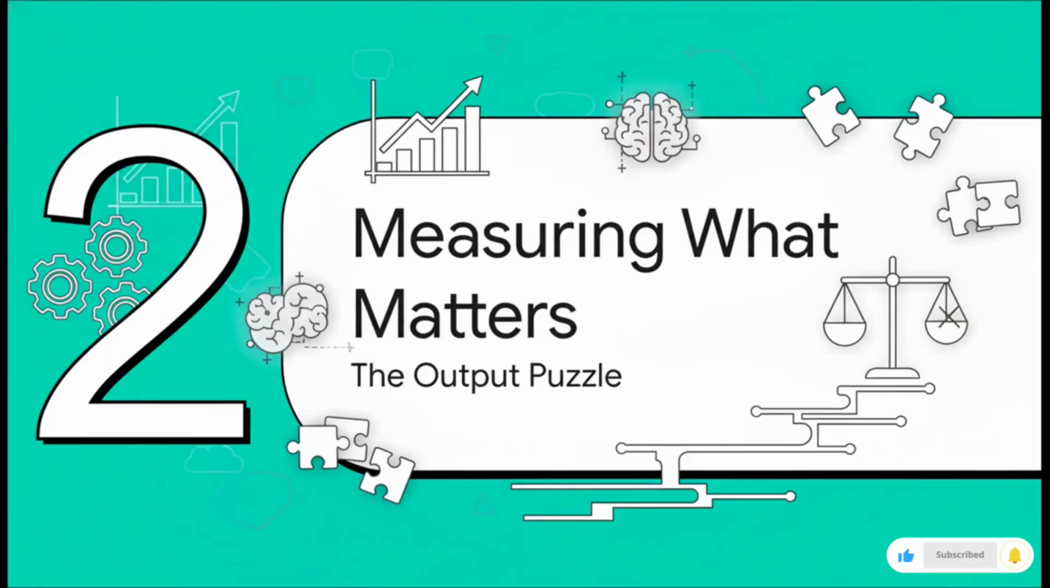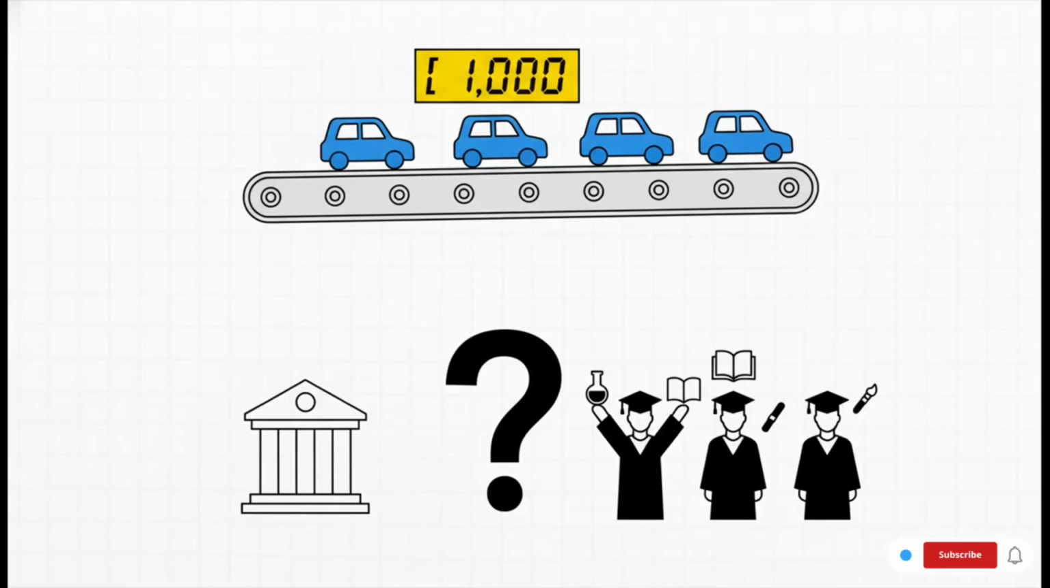So, what's the first huge flaw in this whole cost per student logic? Well, it all comes down to a puzzle about what we're even measuring as the output. Just think about it for a second. A car factory's output is easy. You can count it. 1,000 identical cars roll off the line. But what's the output of a university? Is it just how many students get a degree? The problem is, that number tells you almost nothing about what really happened.